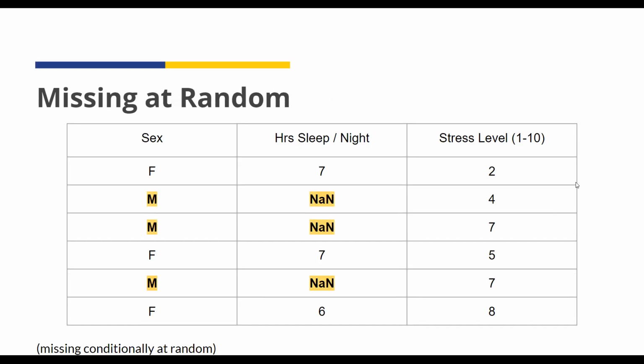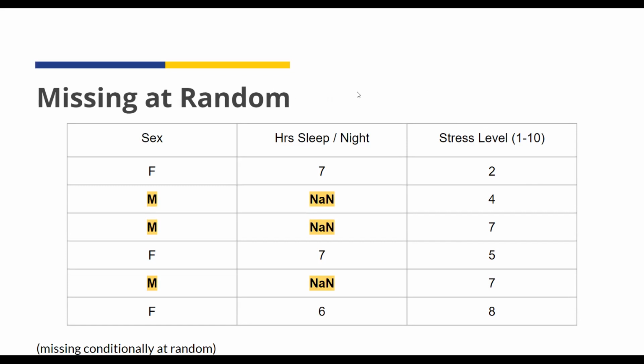Missing at random is a little more common. Another way you would define this is missing conditionally at random, and that means that the missing data entries are missing as a result of some variable in our data set, but not necessarily the variable that we're looking to have a result on, which in this case is the stress level of individuals based on different features about themselves.